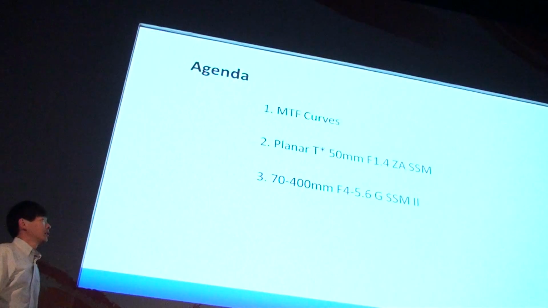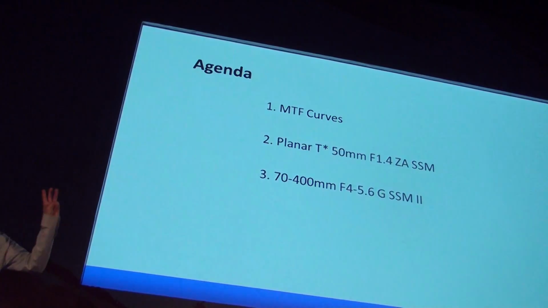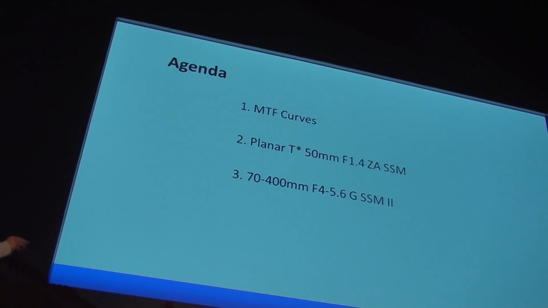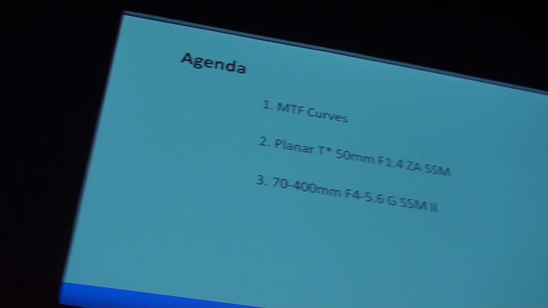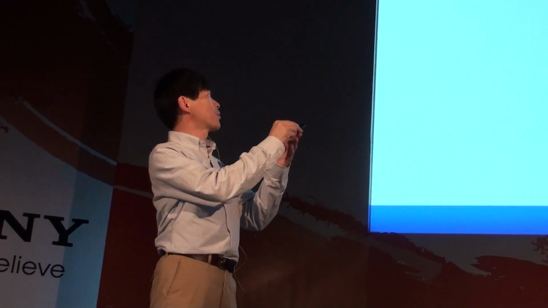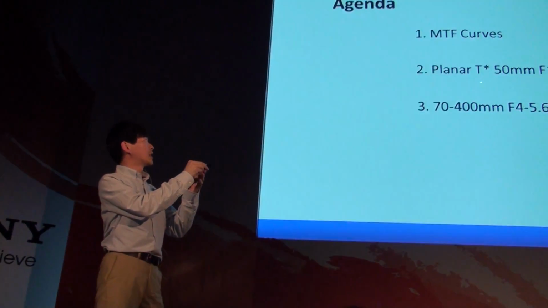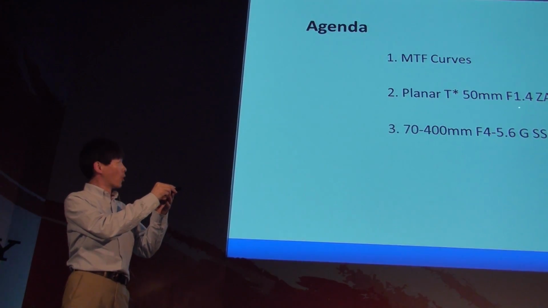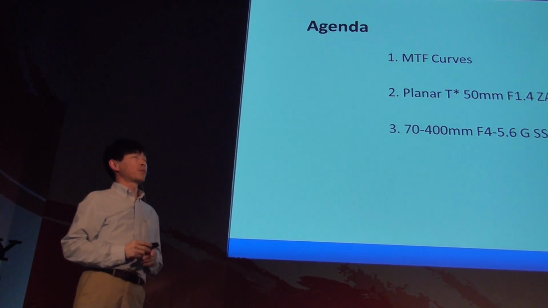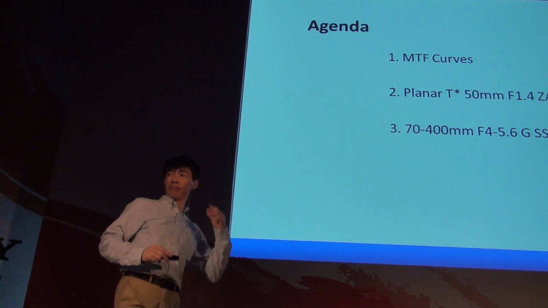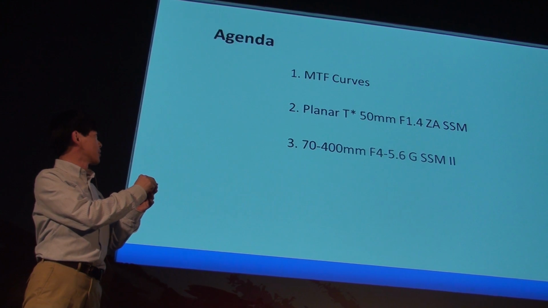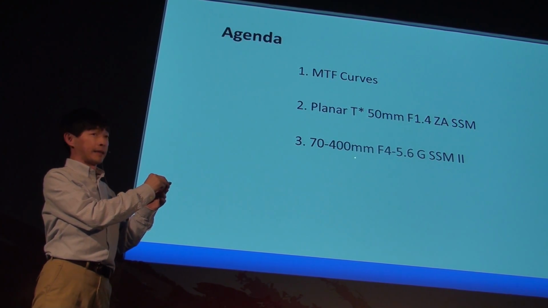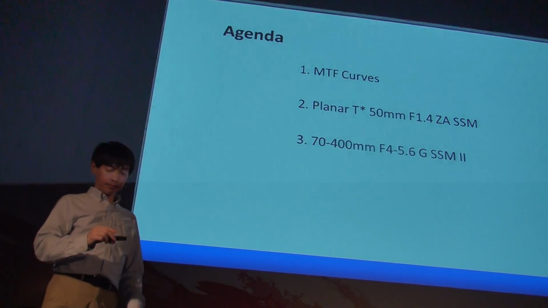Today's agenda, we will have 3 topics. First of all, our MTF curves. I'd like to explain the detail of the MTF curves. Next, the Planar T* 50mm f1.4. This lens will be released in May. And finally, I'd like to talk about the 70 to 400mm G lens.